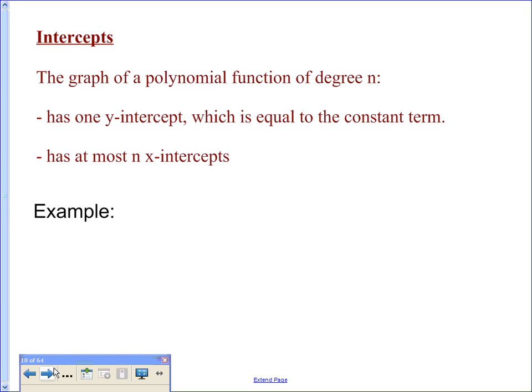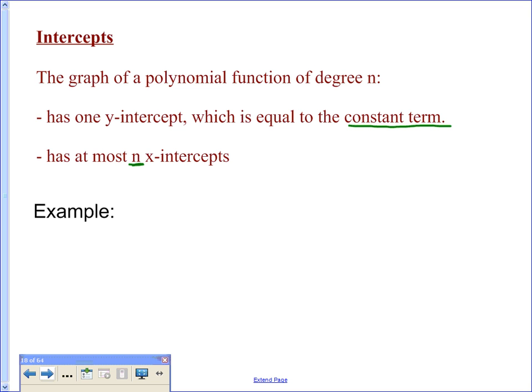And now for the intercepts of the graph. If you have a polynomial with degree n, then it has exactly one y-intercept, which is going to be equal to the constant term. So we need to know what the constant term is, and we'll look at an example to help us with that. And it's going to have at most n x-intercepts.